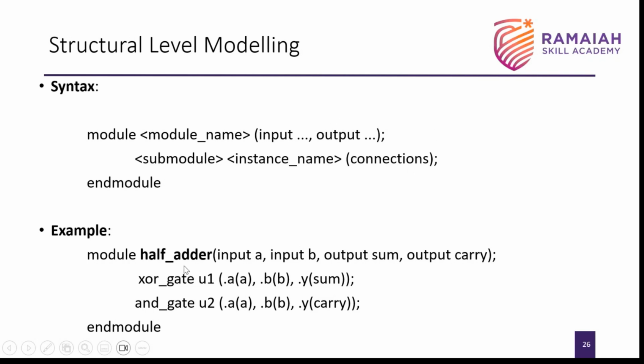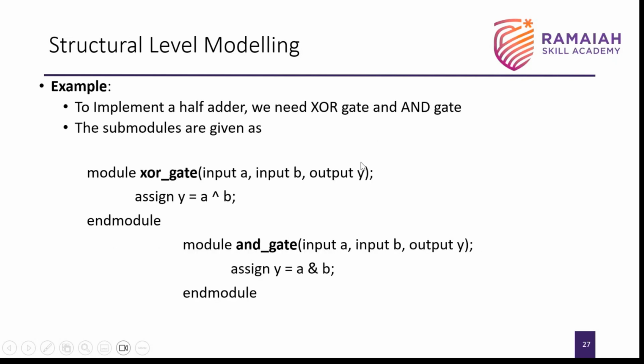Suppose, for example, see here, I've given half adder. Half adder is the module. Half adder can be built using XOR and AND gates, right? I hope you know that. So for the half adder, the inputs are A and B, and the outputs are sum and carry. Now I have an XOR gate. See, I have given the XOR gate here. XOR gate inputs are A, B, and Y. This is the operation performed by the XOR gate: Y is equal to A XOR B. The ^ symbol means XOR.